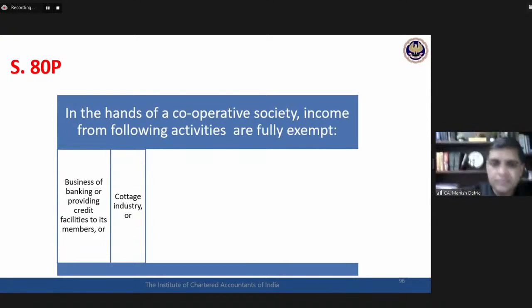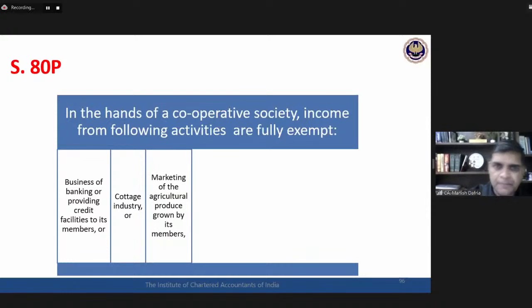Third, marketing of the agricultural produce grown by its members. So here what the cooperative society is doing, there is agricultural produce grown by its members. Now this cooperative society is marketing this agricultural produce. 100% income is exempt. Now, what I was saying, the exact nature of the activity, this third is a very good example.